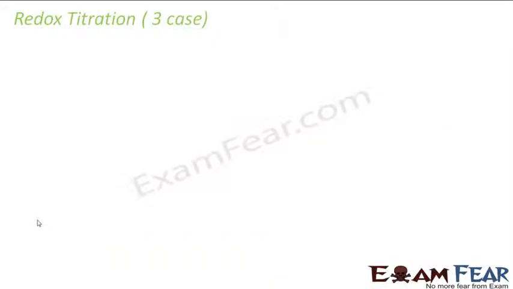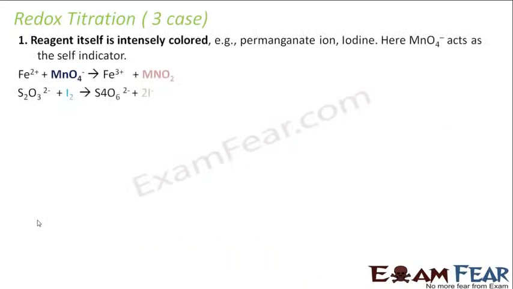So there are three cases in the redox titration actually. In the first case, the reagent which we use is itself colored. For example, MnO4 minus and I2 are themselves colored. For example, when iron is oxidized and MnO4 minus is reduced, the color changes. MnO4 minus, the permanganate ion, is purple in color, and Mn2+ is pink in color. Same thing with iodine. Iodine is blue in color, but when it becomes I minus, the iodide ion, it is colorless, right? So the reagent itself gives the color.